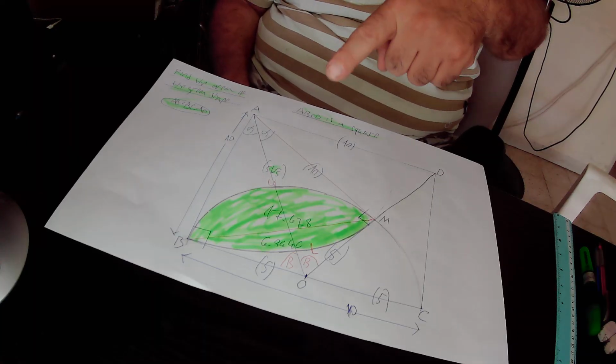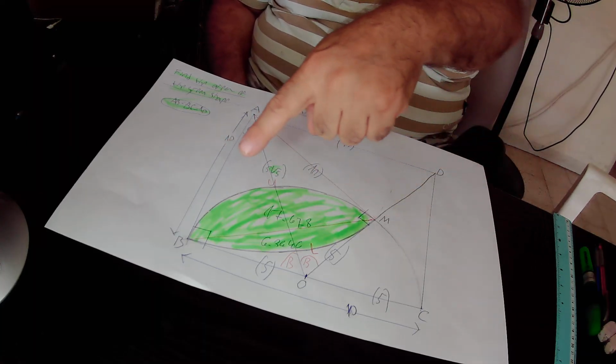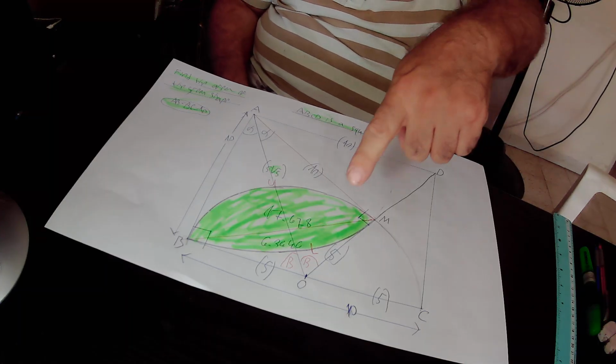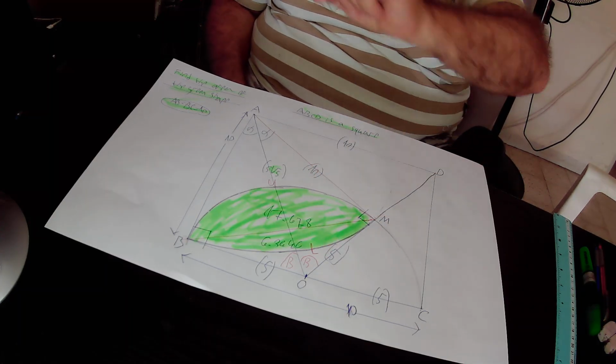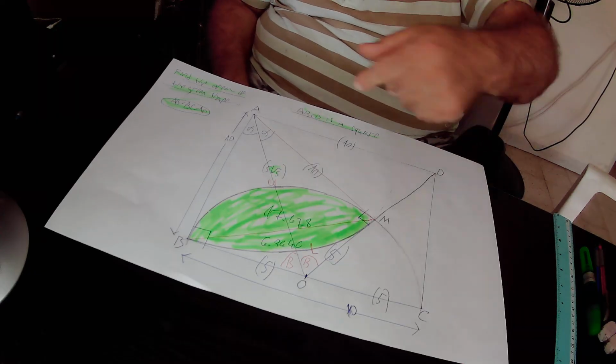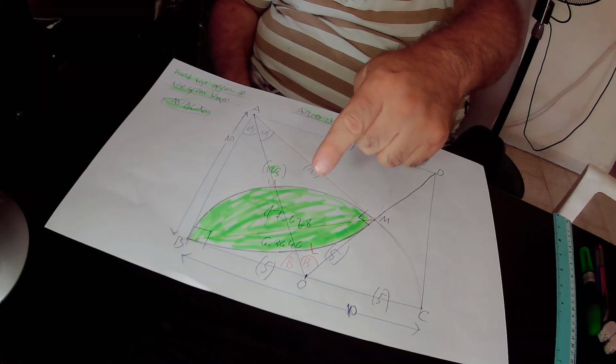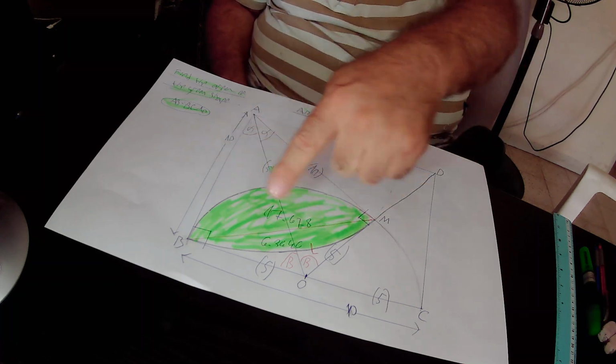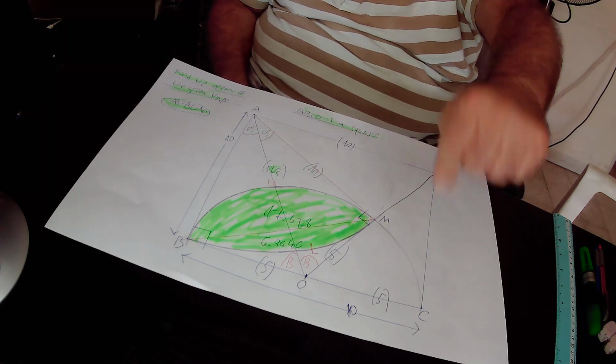In addition, inside this square ABCD we have the big quarter circle and the semicircle. The diameter of this semicircle is BC, that is 10. We define the center of this semicircle as point O. If the diameter is 10, then the radius must be half of it, that is 10 over 2, that is 5. The radius of B is 5, the radius of C is also 5.